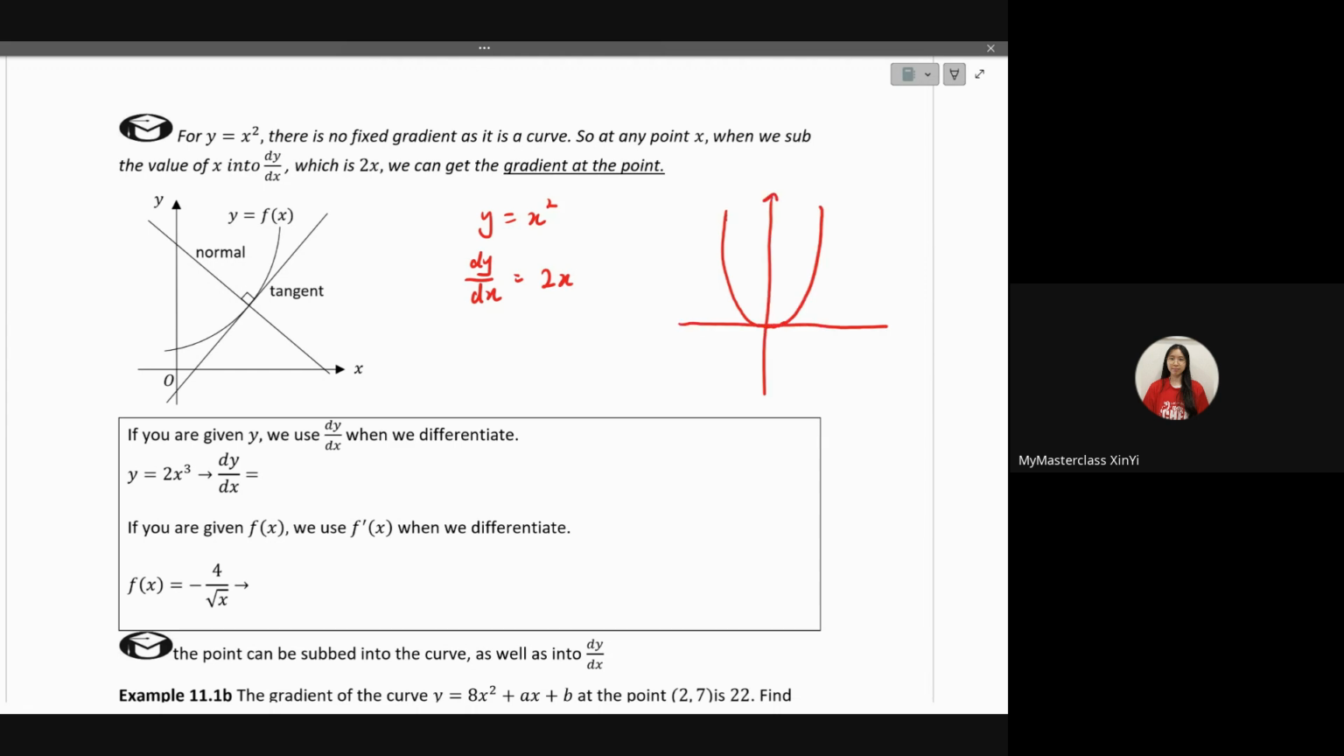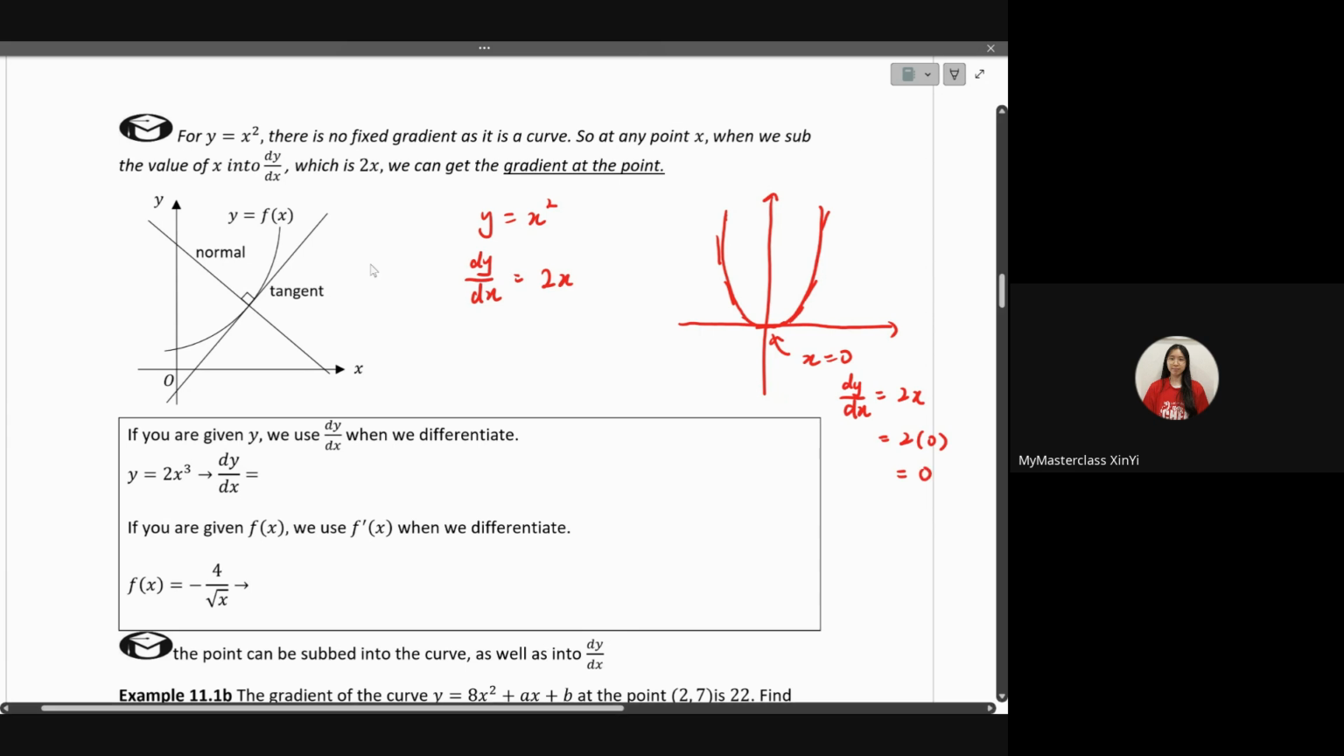Okay, so when I put dy/dx equals 2x, it means when I substitute in all the different x values at different points, so let's say here, my gradient will be going downwards until this point where it is horizontal, and then it goes up, up, up like this. Let's say, for example, at this point where x equals 0, my dy/dx, which is 2x, will just be 2 times 0, which is 0. Makes sense, right? At the turning point here, my gradient is a horizontal line, so the gradient is 0.